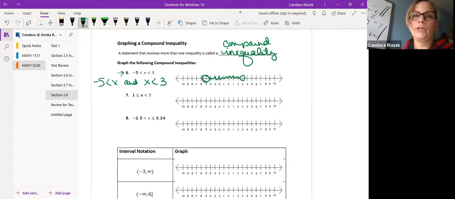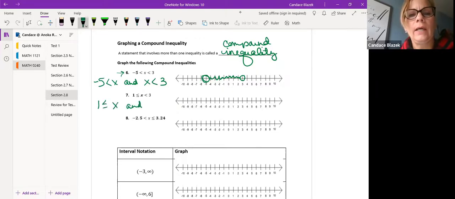1 is less than or equal to x is less than 3. So with this, we would have 1 is less than or equal to x and x is less than 3. Both have to be true. And when you look at the compound inequality, it just says x is all the values between these. Okay, so we're going to start with 1 is less than or equal to x.